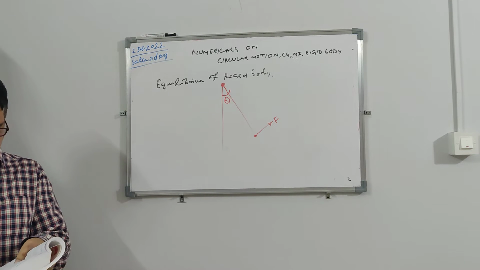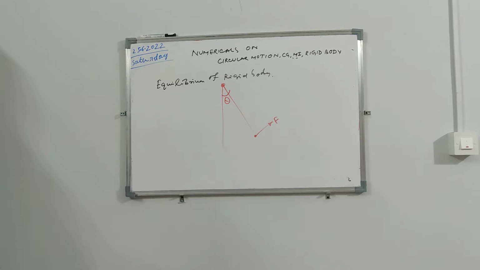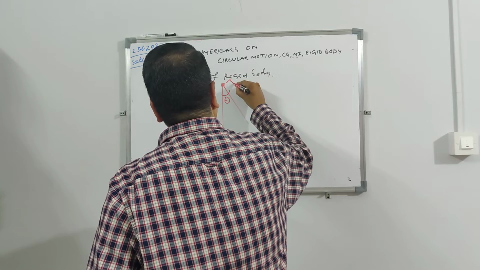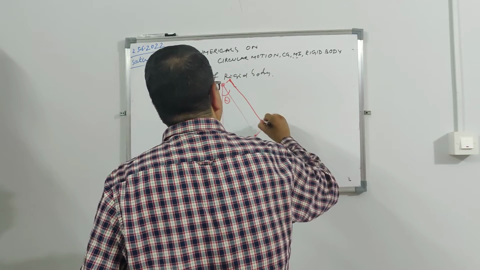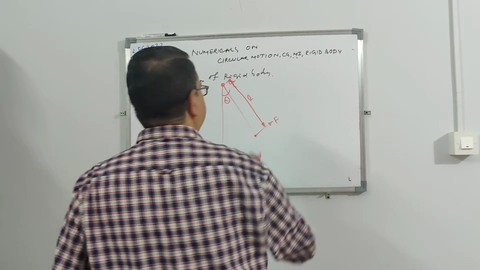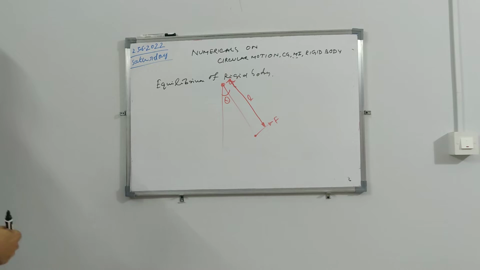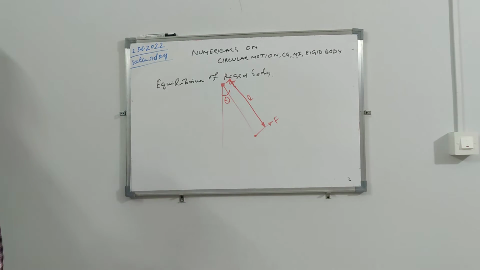The length of this bar is, let us say, L. Unless you are applying a force, it will try to fall down. So what force should you apply so that it will be under equilibrium?